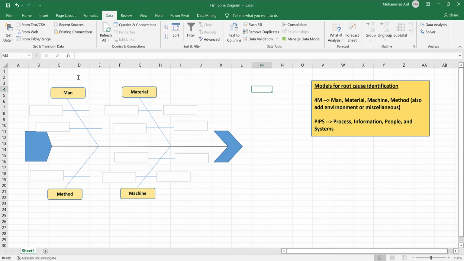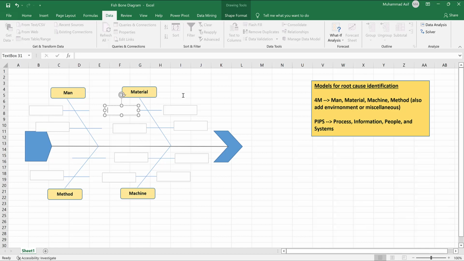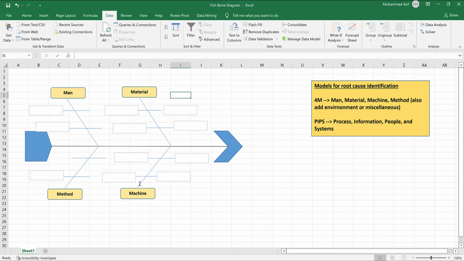So for example, why a process is not as efficient as it should be, because there might be some problem related to man. And what could be those problems? They could be related to fatigue, they could be related to lack of training, they could be related to negligence, etc. Then there can be some problem related to material. For example, the material is not of the required quality, or there is some deviation, or material was changed. There could be these problems, they could relate to machine, or they could be about method.